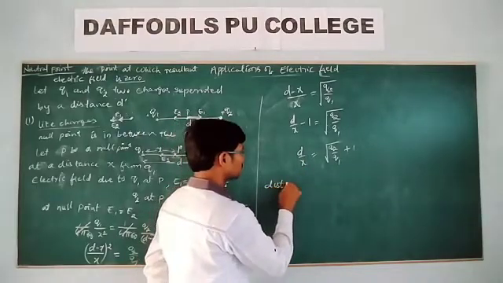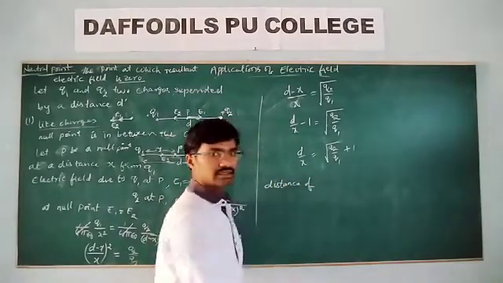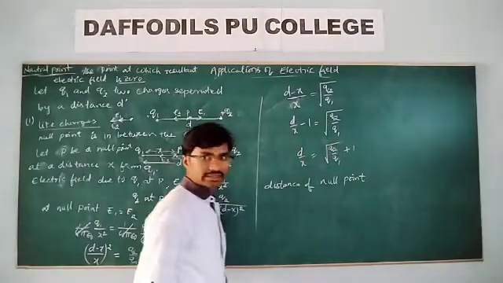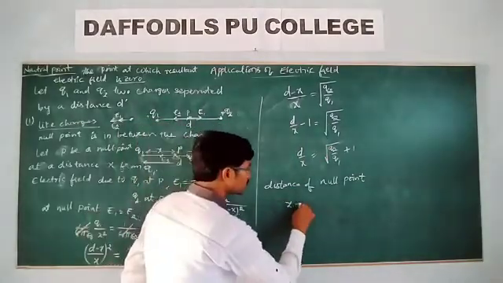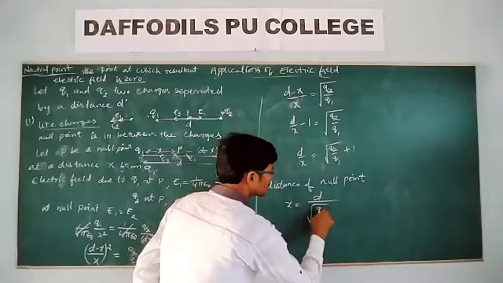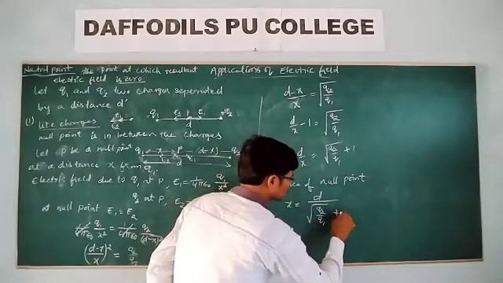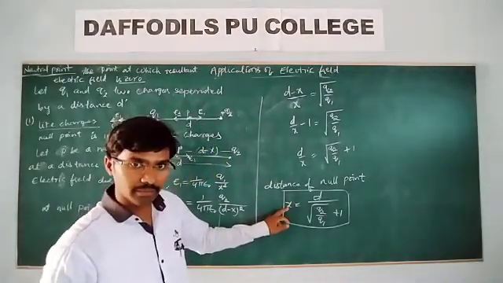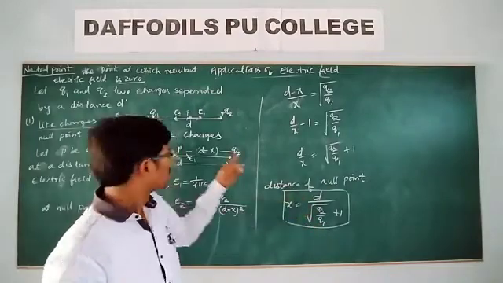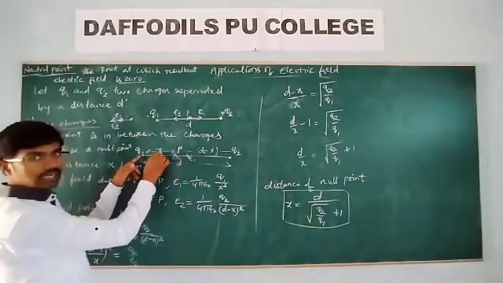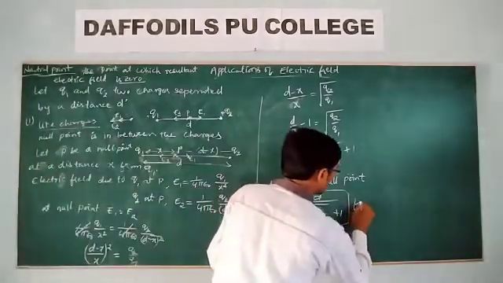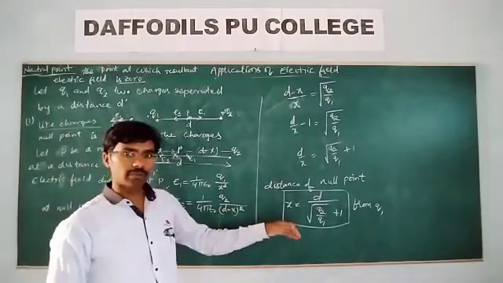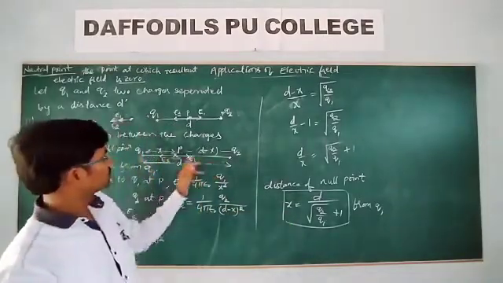Therefore, the distance of the null point or neutral point, x is equal to d by (root over q2 by q1 plus 1). So this is the distance of the neutral point. From where do you get this x? Is it from q1 or q2? Look at this one. From this charge we have taken x, q1. So from q1 we have to mention that. Then what will be the distance of the neutral point from q2? Then d minus x.